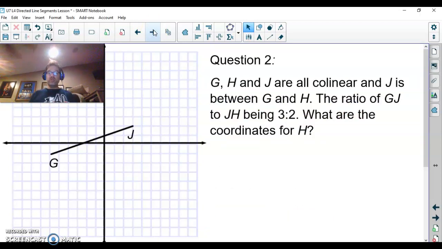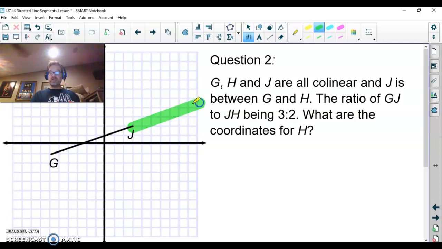Okay, so I would like you to find H. J is between G and H. So I'll give you a hint with this one. I'll help you out. J is between H and G. You're going to extend like that. So your answer needs to be over here.